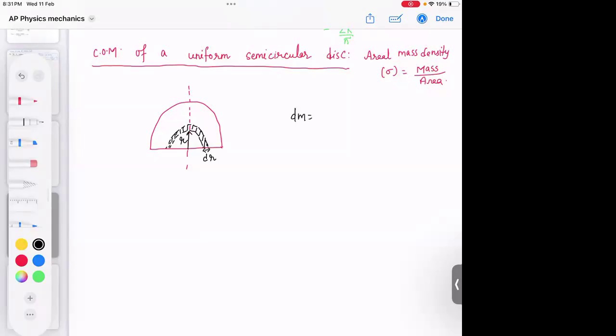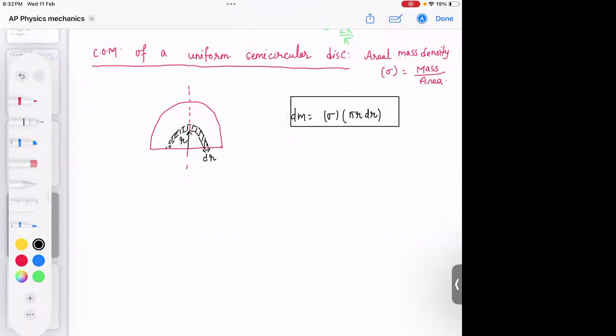So what will dm be? Sigma is mass per unit area, so to calculate dm you need to multiply by the area. What area are you going to multiply? Pi r into dr. If you stretch this semicircular ring element, it will look like a rectangle. What is the length of the rectangle? Pi r. And what is the width? dr. So that is the dm we have.